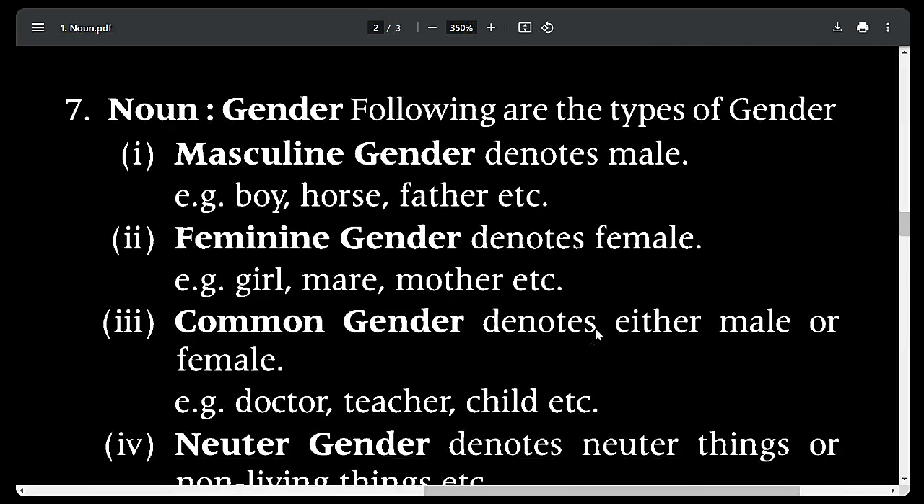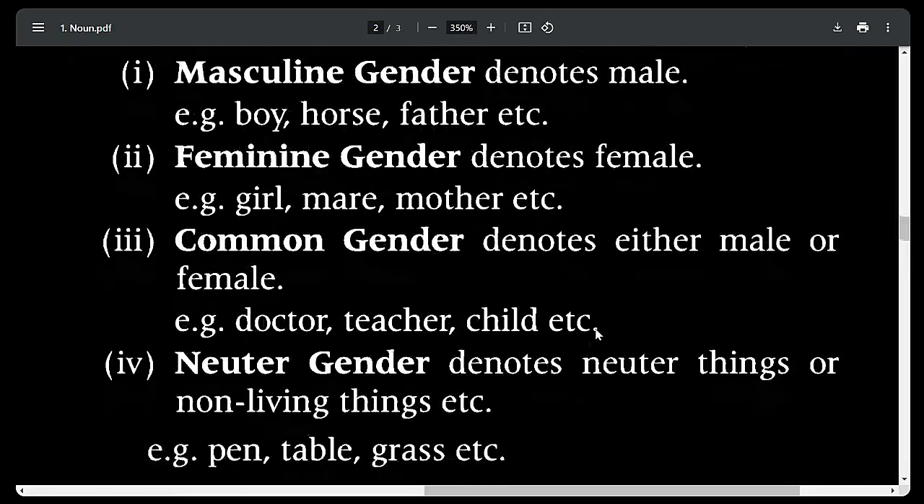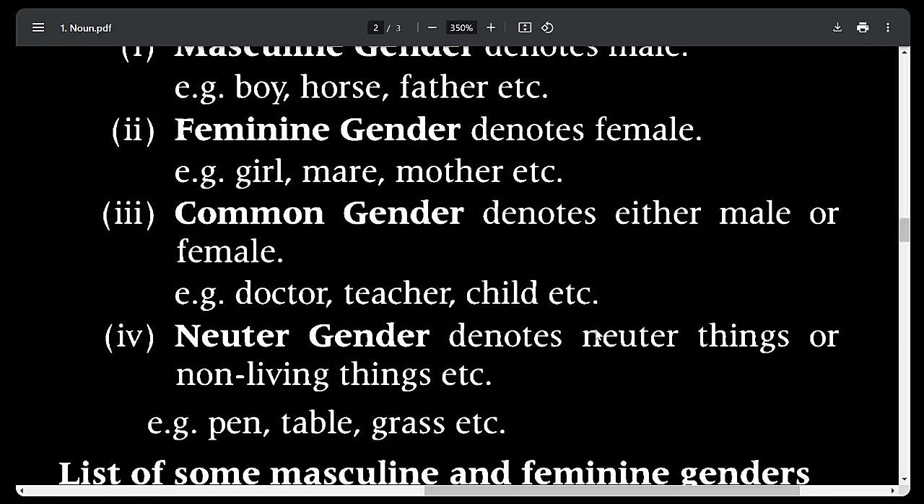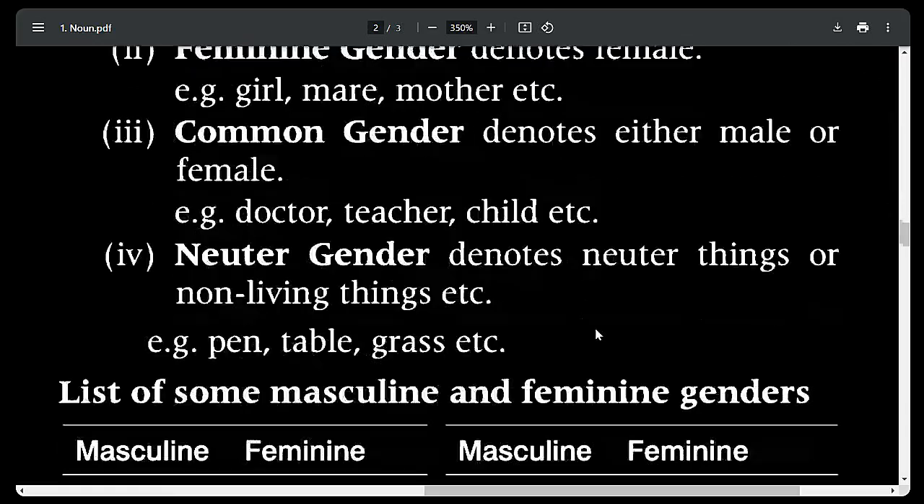Neuter gender denotes neuter things where gender is not applicable. For example, you have pen. In pen, there is no gender. In table, there is no gender. And in grass, there is no gender. Such types of things are called neuter genders. Now, a list of some masculine and feminine genders you have to read.